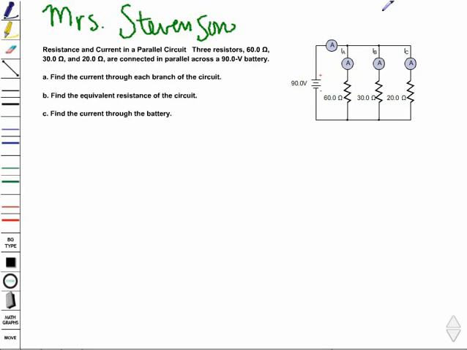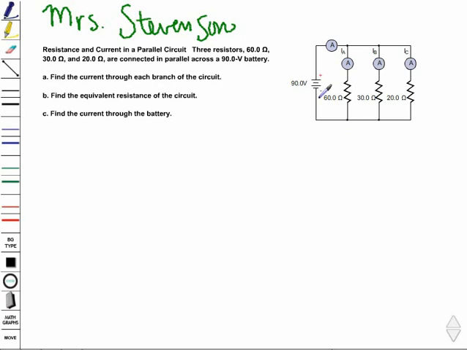If we look at our diagram, this symbol over here represents our 90-volt battery. This is the positive side of the battery, and this is the negative side. These symbols A represent ammeters, which should be connected in series in the circuit. The zigzags represent the resistors, and they each have different resistances. And because this is a parallel circuit, the voltage is the same across each resistor. So the voltage across each resistor will be 90 volts.